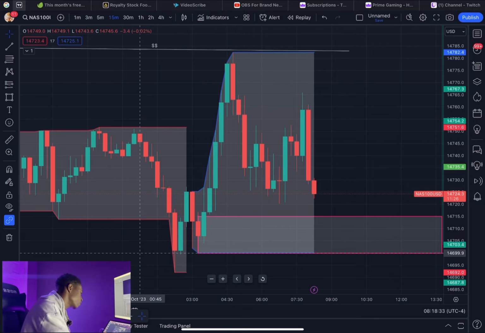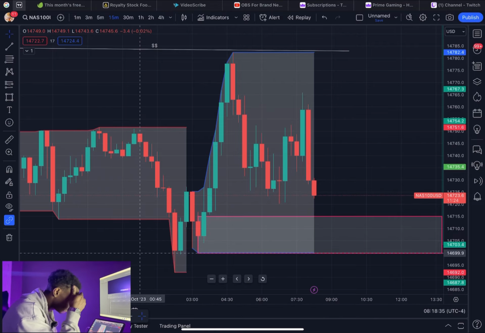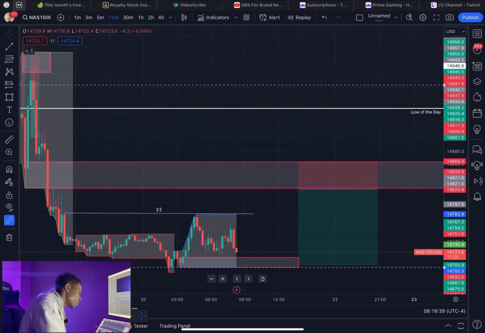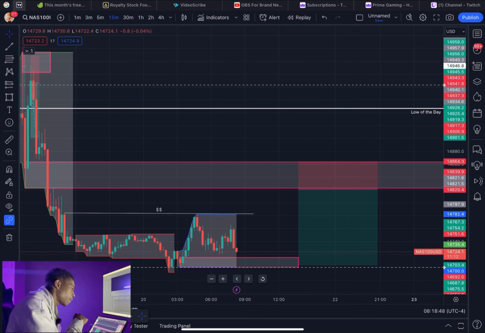But it's weak, so it may get blasted through and stuff like that. But I'm mostly into the buys. I might be getting into a buy on NAS just to trail it up and then just sell it back down.